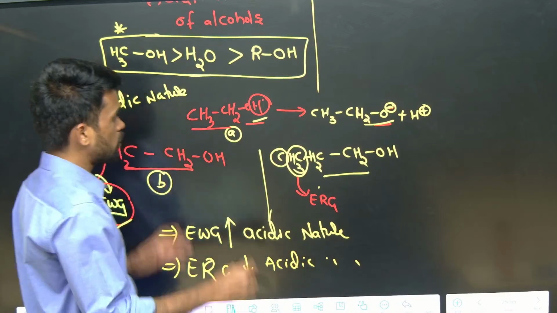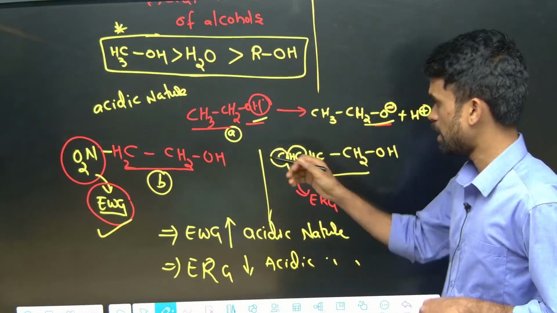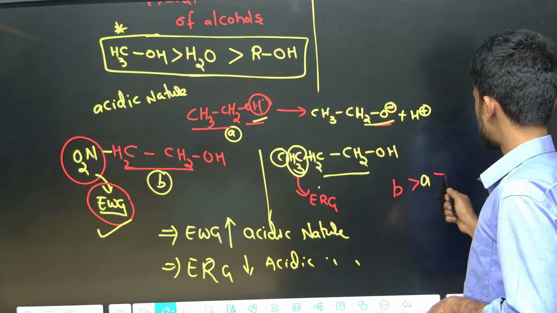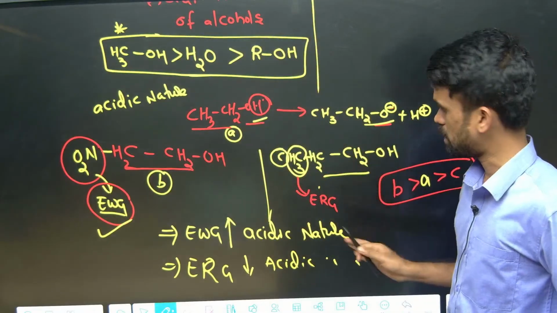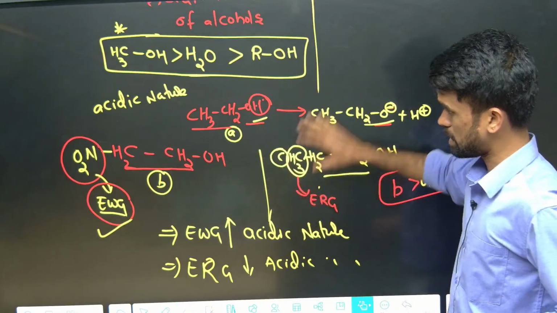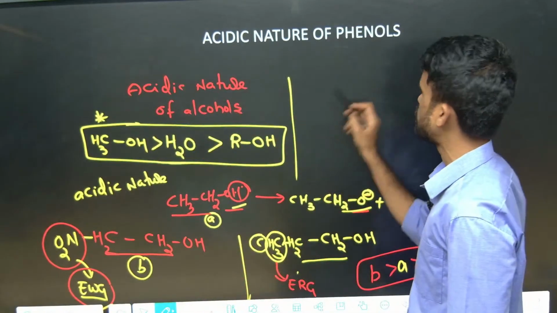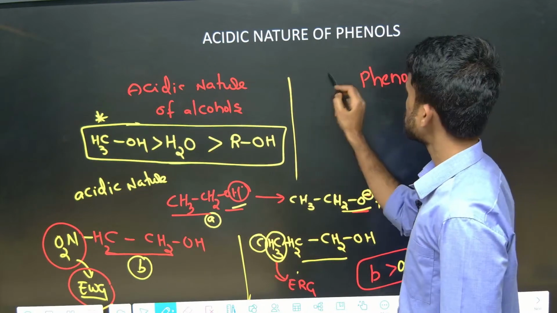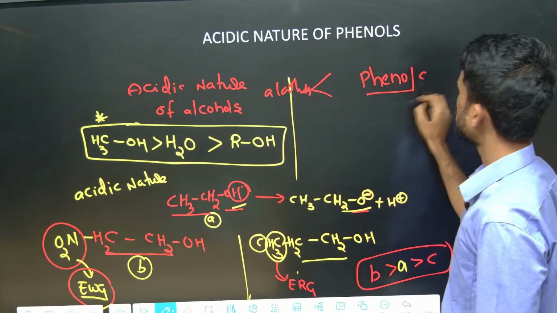That's it. Okay, now tell me, out of this A, B, C, which is more acidic? First B, after that A, and least is C. Why like this? Because there is no releasing group in B, here we have a releasing group. That is the difference. This is the answer you need to give. Now this is about the acidic nature of alcohols. Now if you want to compare the acidic nature of alcohols with phenol, which is more acidic? I told you, phenols are more acidic than alcohols.